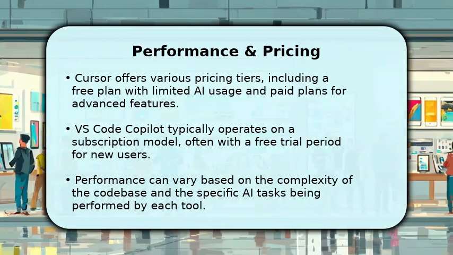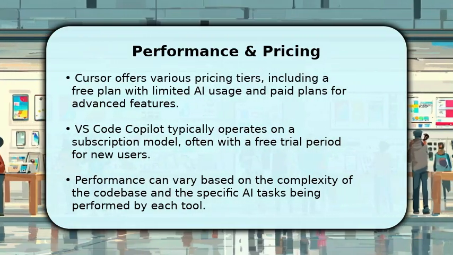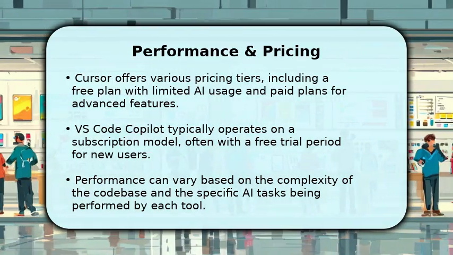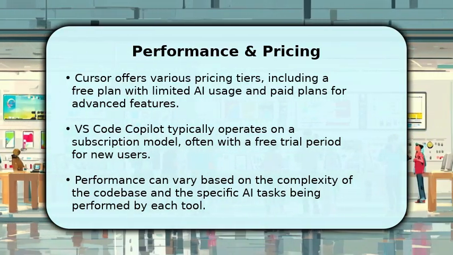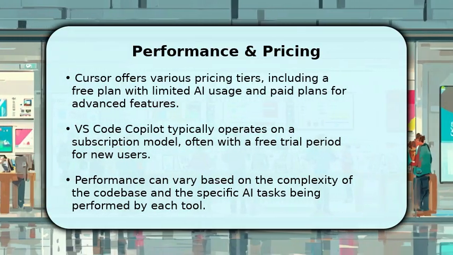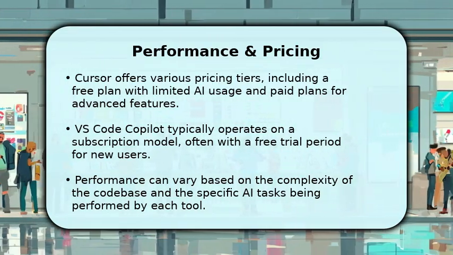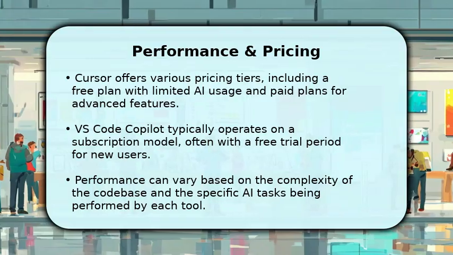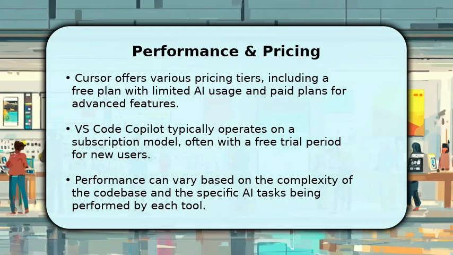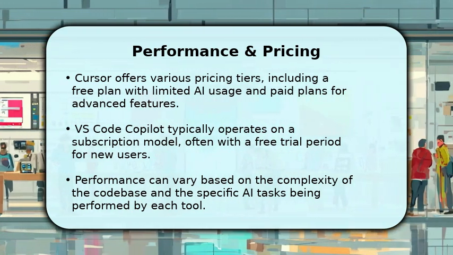Finally, let's consider performance and pricing. Cursor offers a free plan with limited artificial intelligence usage, alongside paid tiers providing more advanced features and higher usage limits. VSCode Copilot typically operates on a subscription model, often including a free trial period for new users. Both tools aim to significantly boost developer productivity, potentially saving many hours of coding time each week, though performance can vary based on project complexity and specific AI tasks.